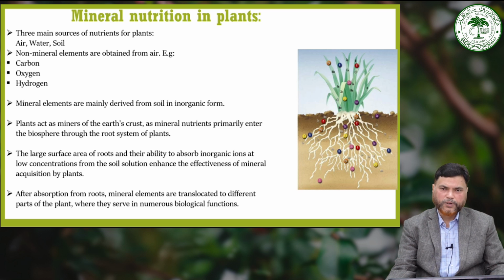So basically plants derive essential nutrients from three main sources: air, water and soil. Non-mineral elements such as carbon, oxygen and hydrogen are obtained from the air. These elements are basically very crucial for photosynthesis and other metabolic processes within the plant, just as we have gone through in our previous lectures. The mineral elements are basically derived from the soil in inorganic form.